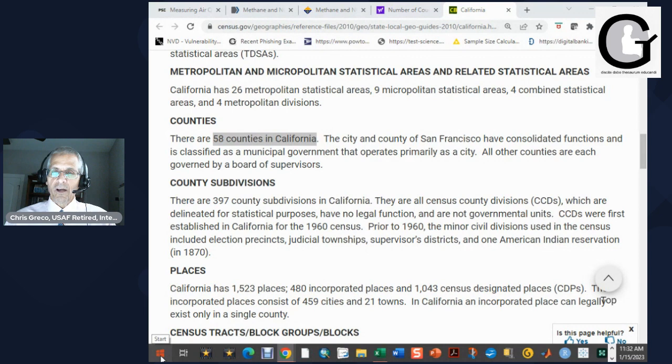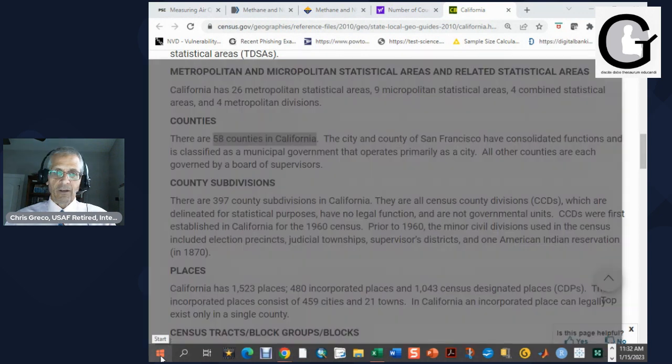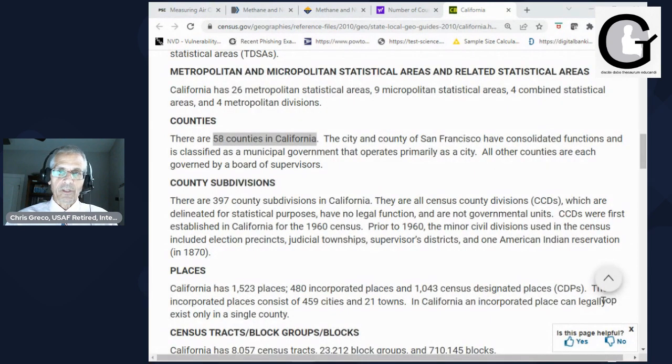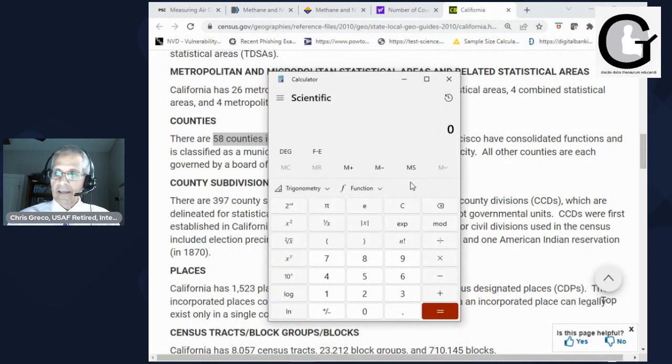All right, well, let's just take a look here. We're going to go to the calculator real quick. We're going to say 7 out of 58. So basically 12%. That's it. 12% of the counties.